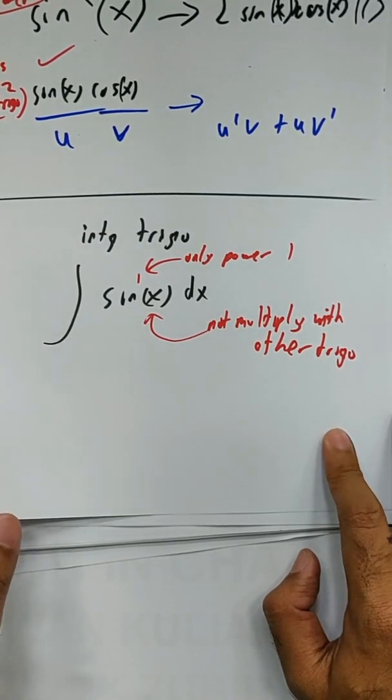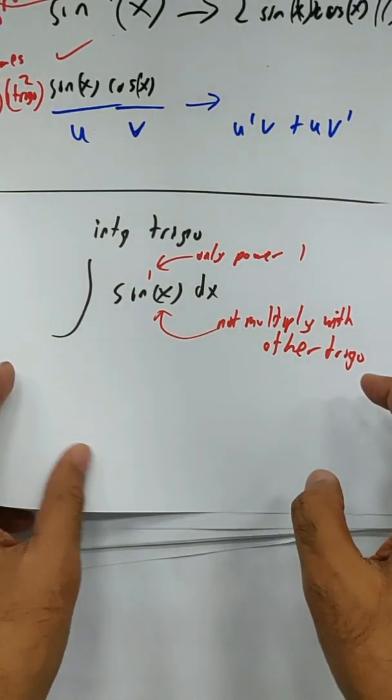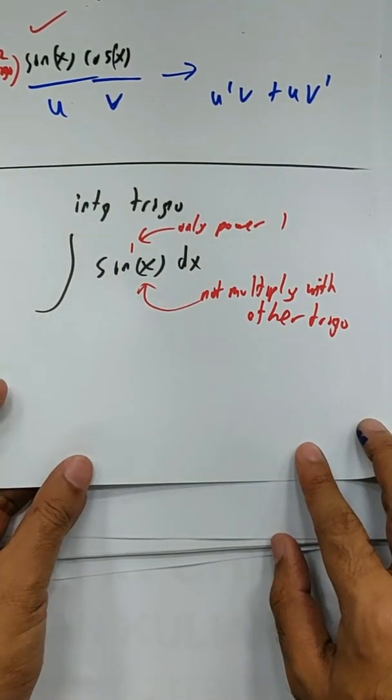Okay, so let's go through some of the examples. What I've given you just now is the simple case. Can I move on? Okay.